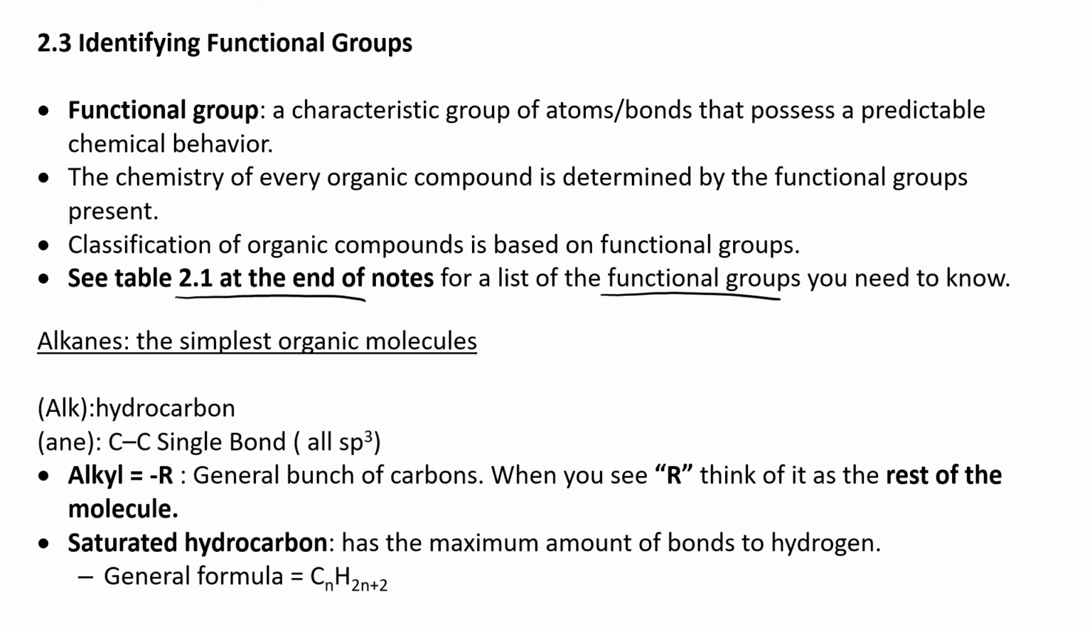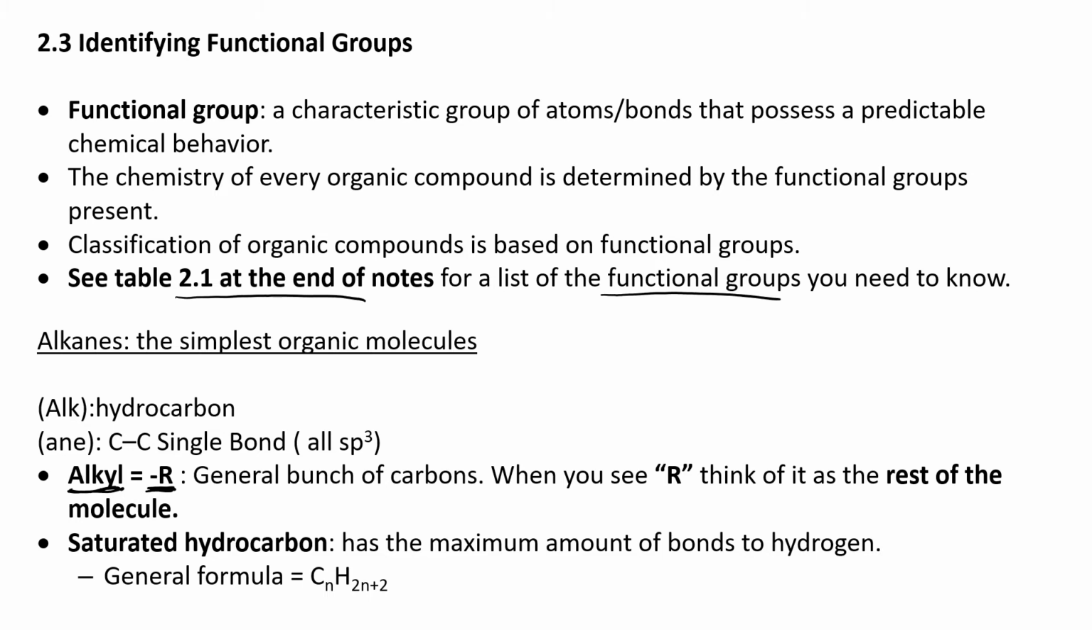But before we get to the actual functional groups, let's talk about the simplest organic molecules. These are the alkanes. Alkanes are the simplest hydrocarbons. A hydrocarbon is just a molecule that contains carbon and hydrogen. So alk stands for hydrocarbon. Ane tells us that we're dealing with only single bonds, that there are no double or triple bonds. When you see an R group, that means it is an alkyl group or a generic bunch of carbons. Another way to think of R is just the rest of the molecule.